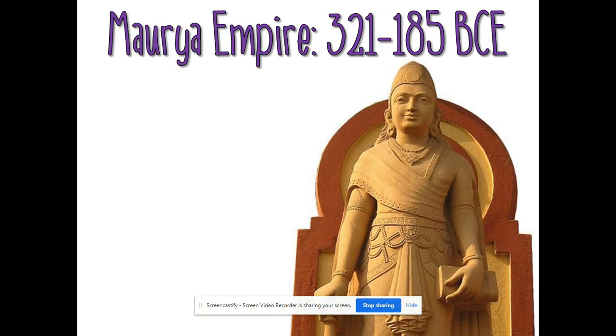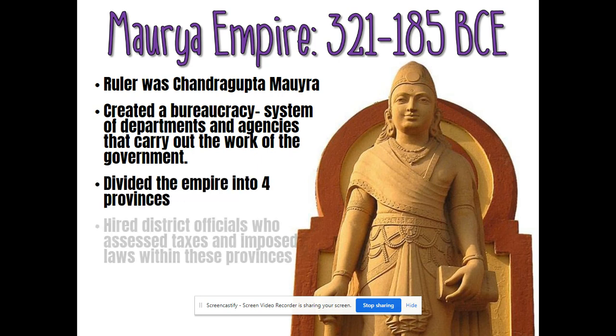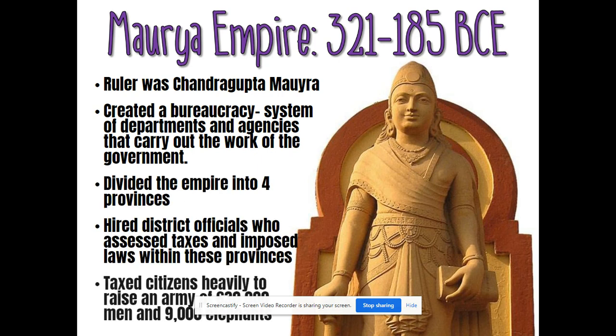So the first one we're going to look at is called the Maurya Empire. The Maurya Empire begins 321 BC, goes through 185 BC. The ruler was a man named Chandragupta Maurya, and he was one of the great early leaders because of the system of government he created. He created something called a bureaucracy, which had various departments and agencies that would go and carry out the work of the government, similar to what we have.